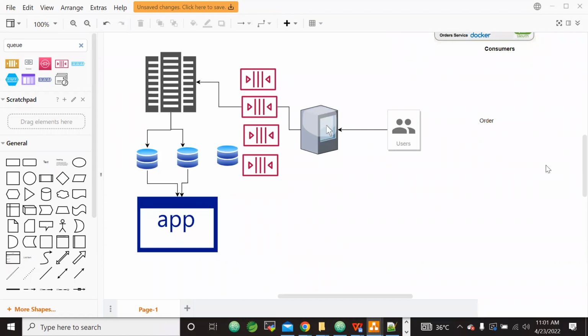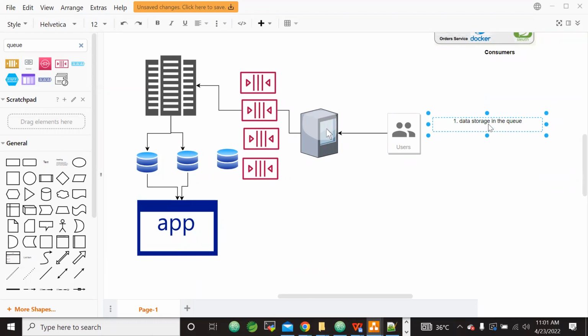And who will solve these problems? Two problems we have seen now. Number one problem we have seen is data storage in the queue, right? If we take the MQP protocol, data will not be stored here. Once any consumer receives the data, other consumers don't have the data to receive. So data storage in the queue is one problem.